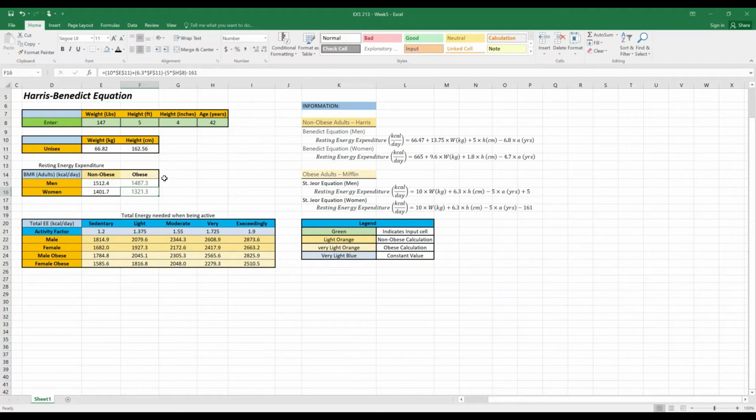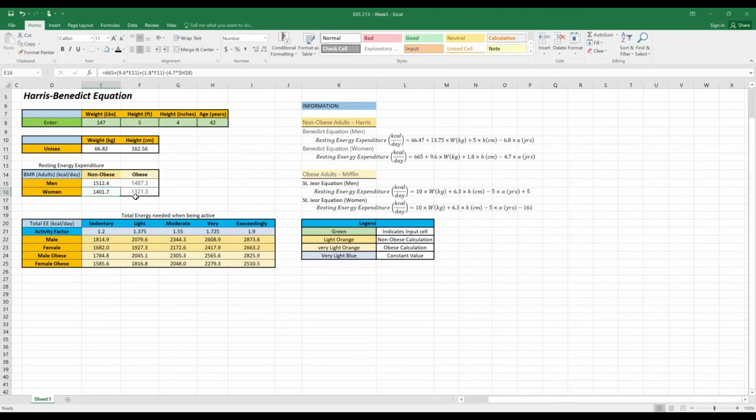And since we know we're dealing with a female that's non-obese, we take her resting energy expenditure, and this is if she's not doing anything, she's just laying in bed for the whole day, is going to be 1,401.7 kilocalories per day. So now we want to incorporate their total energy expenditure that includes body activity, like moving your arms, watching TV, thinking, whatever, running.